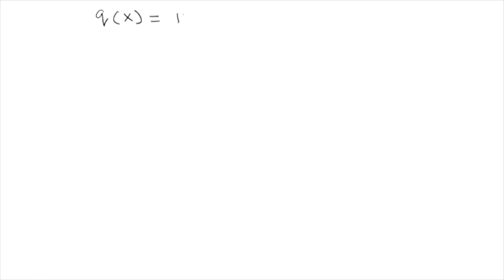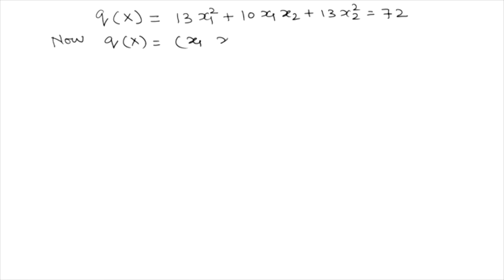That is Q(x) = 13 x1 square + 10 x1 x2 + 13 x2 square, and this equals 72. So, we need to plot this particular curve. Now, Q(x) can be written as [x1 x2] times the matrix [13 5; 5 13] times [x1 x2], and this equals 72.